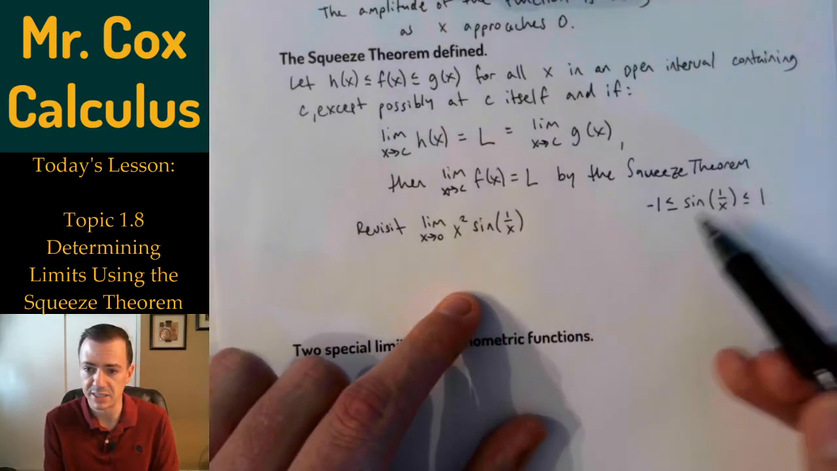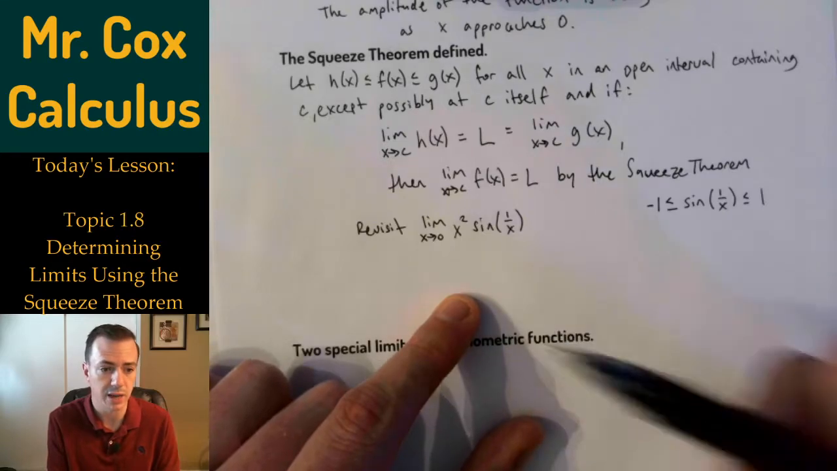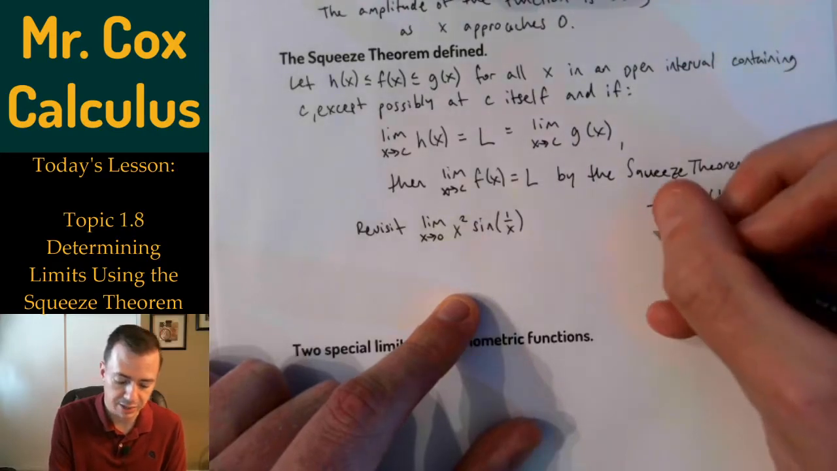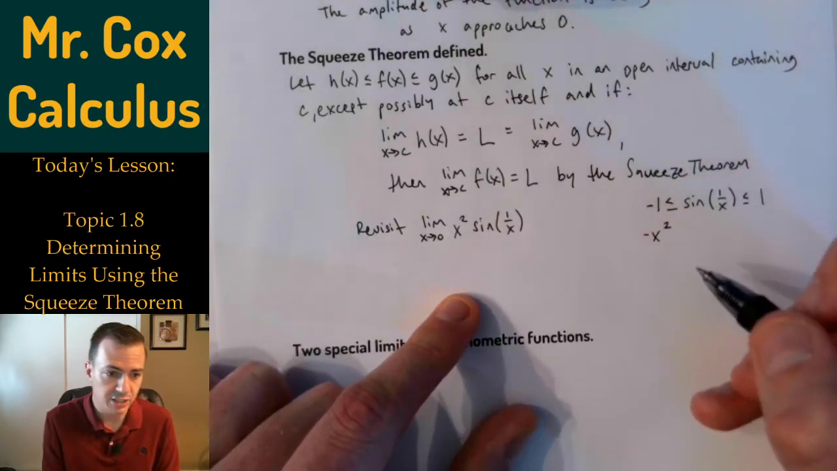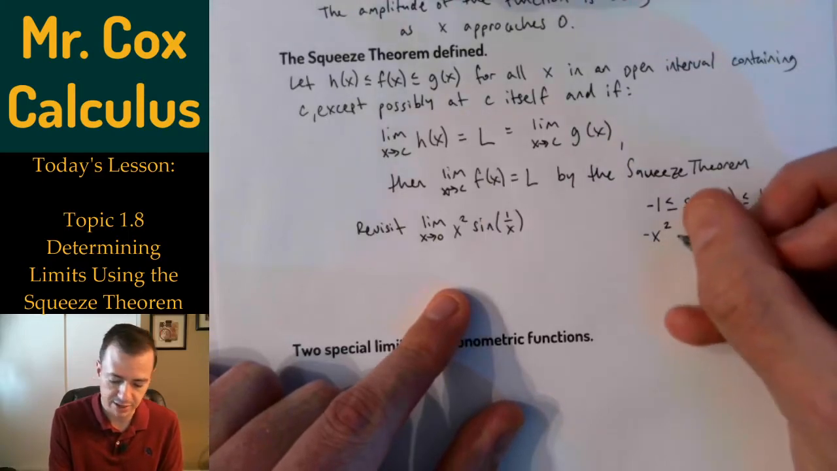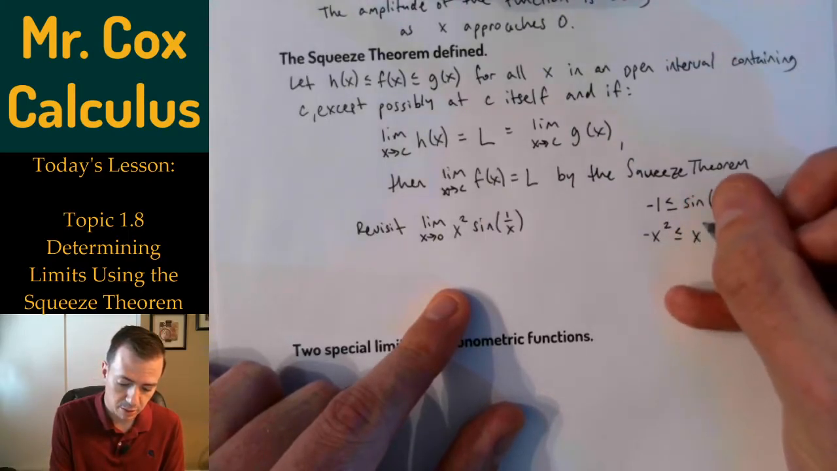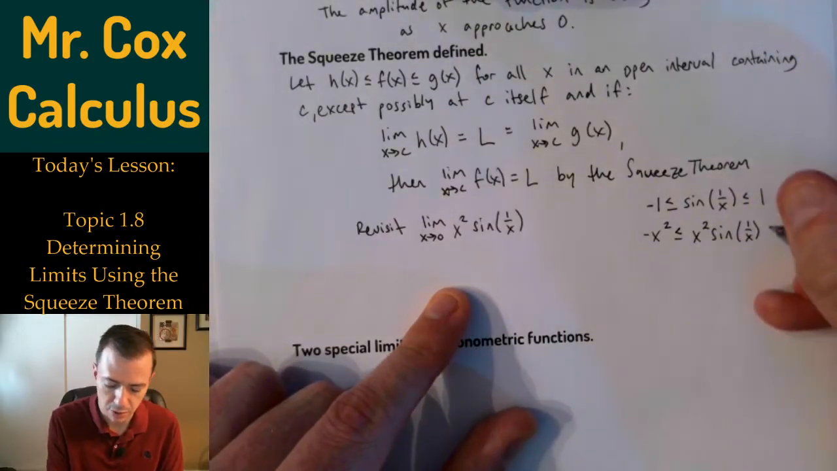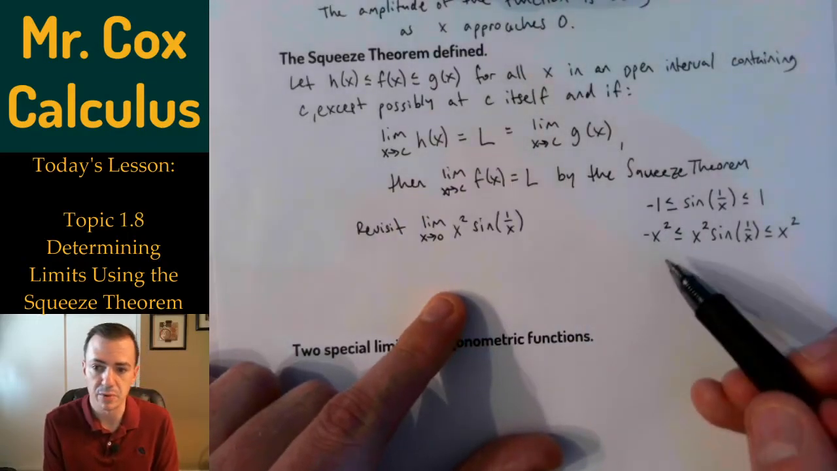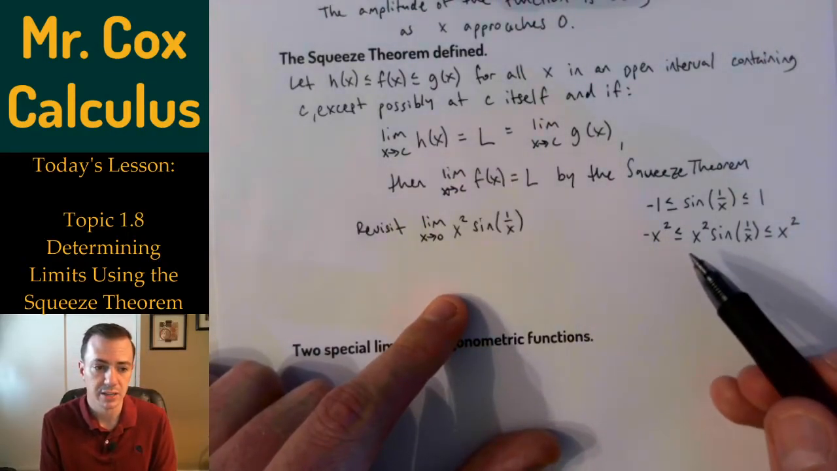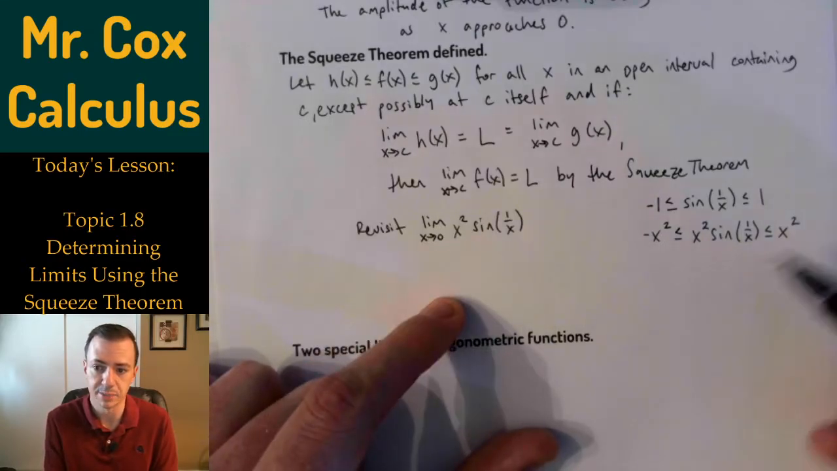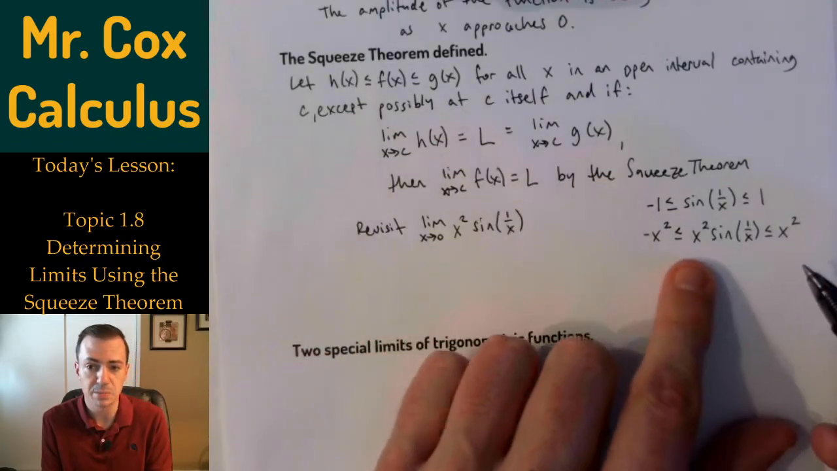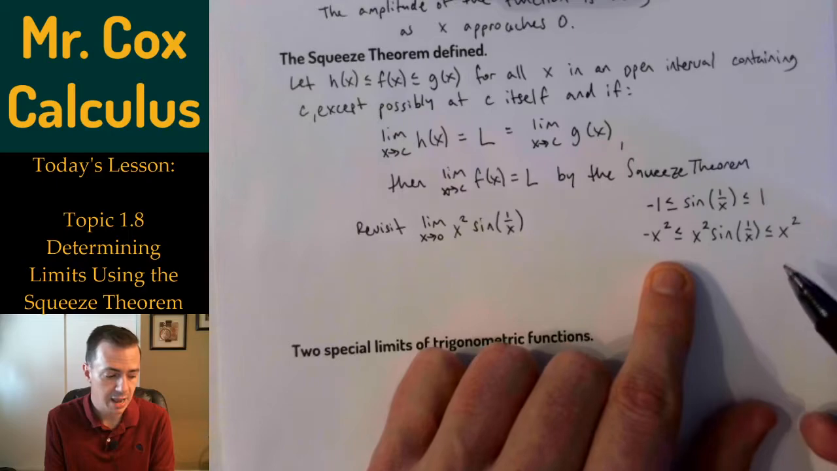Well, I'm not interested in sine of 1 over x. I'm interested in x squared times the sine of 1 over x. And so I can multiply this inequality by x squared. Because x squared is never going to be negative, it doesn't affect my inequalities. I don't have to worry about multiplying by a negative and flipping things around. I can say that -x squared is less than or equal to x squared sine of 1 over x, which is less than or equal to x squared. In other words, the function I'm looking at is bound between -x squared and x squared.